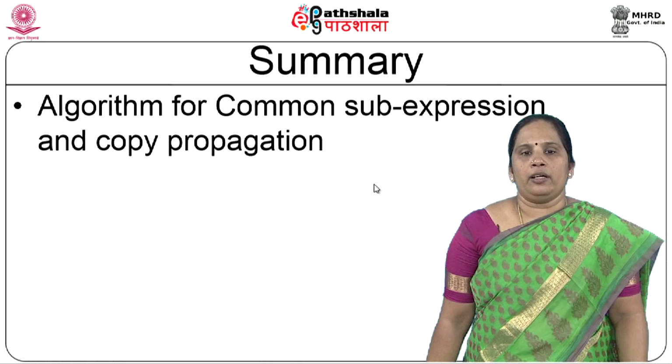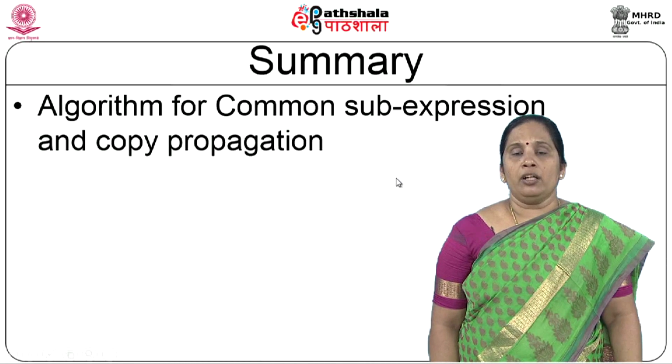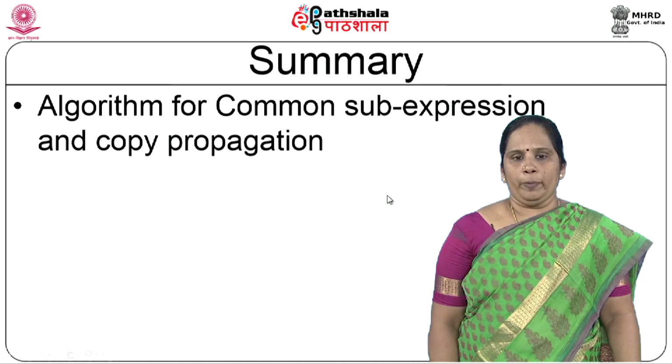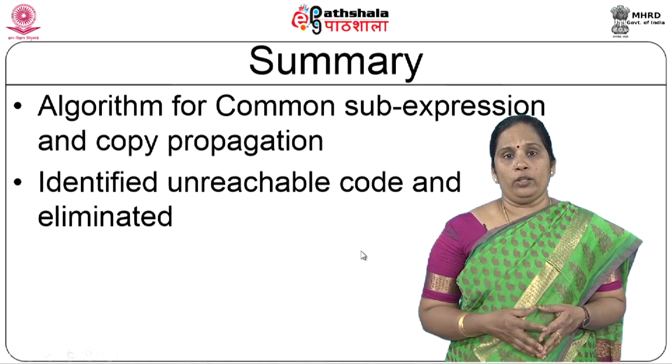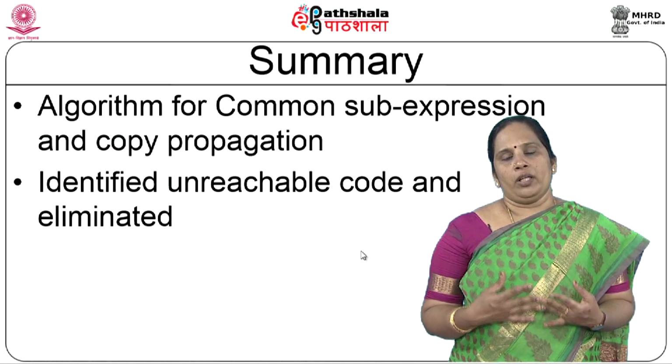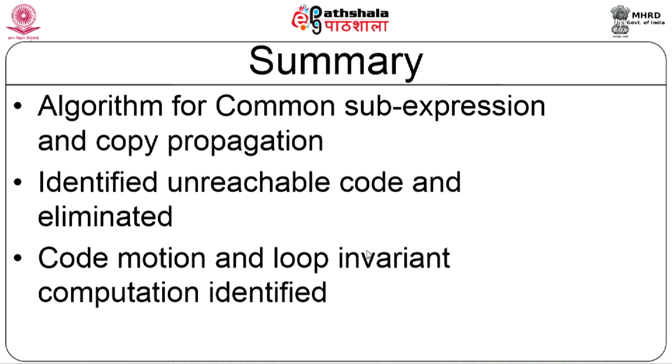To summarize this module, we have discussed the algorithm for global common sub-expression elimination and copy propagation. We have also looked at unreachable code and how to eliminate it by looking at all possible loops. We have also looked at code motion and loop invariant computation for loops. The next module will discuss other loop optimization techniques and further optimization that is possible with respect to what is called dealing with aliases. Thank you.